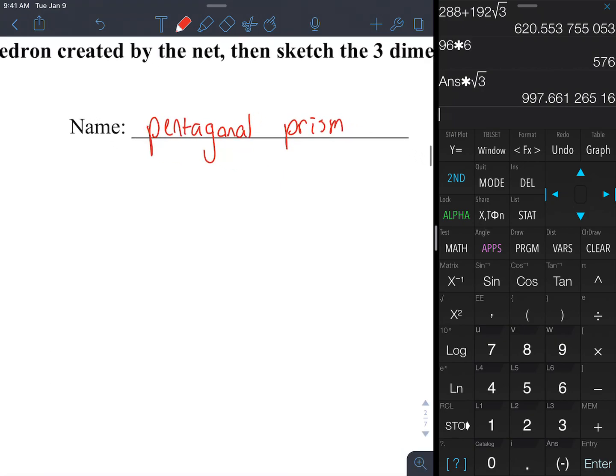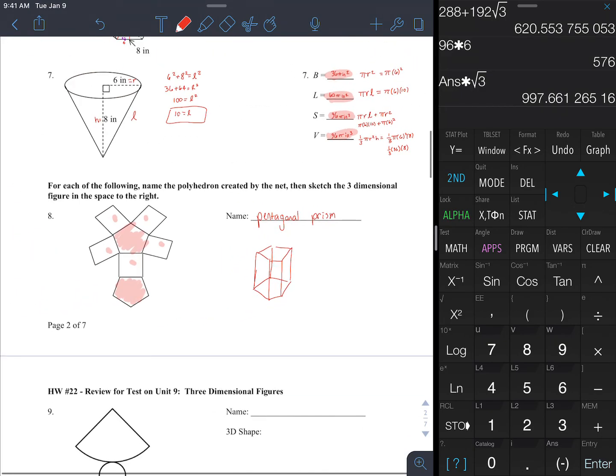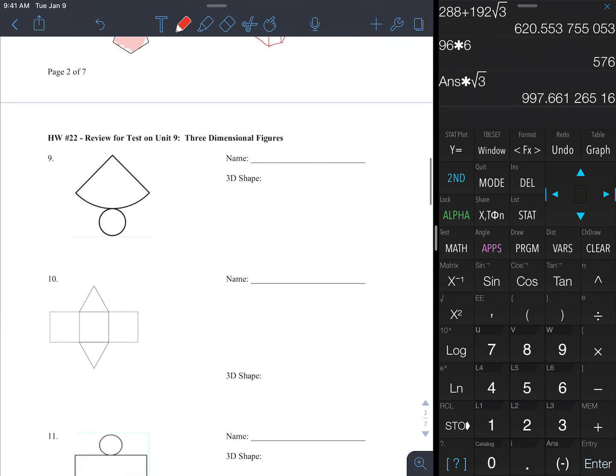Okay, as far as a sketch of a pentagonal, like an actual 3D version of this, it's kind of hard to draw. I'm just going to draw a pentagon, and then I'm just going to draw a couple of sides going up. And then, let's see if that kind of comes out here. It's a horrible drawing right there, but I think that would be enough to get you credit right there, pentagonal prism. We'll go ahead and continue here on to this next page.